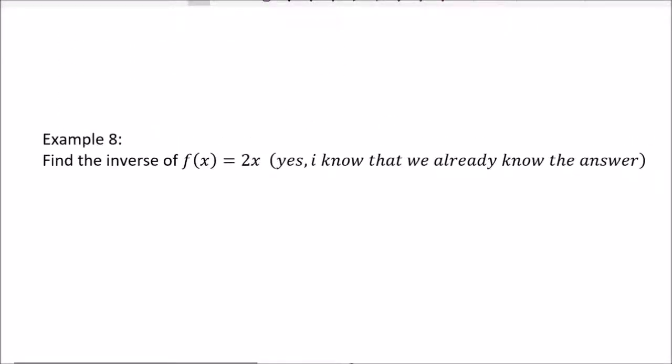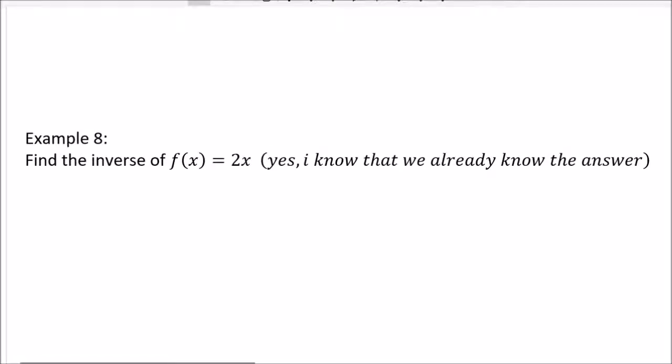Let's try example 8. All right, in this one, we already know the answer. We know the inverse of 2x is x over 2. But we're going to use this as an example to show that our process worked. So here's what we're going to do. Step 1, I'll annotate it. Step 1 says to switch x and y. Wait, where's y? I don't see y. Okay, you guys, you got to remember that f of x is y. So maybe I'll write that first.